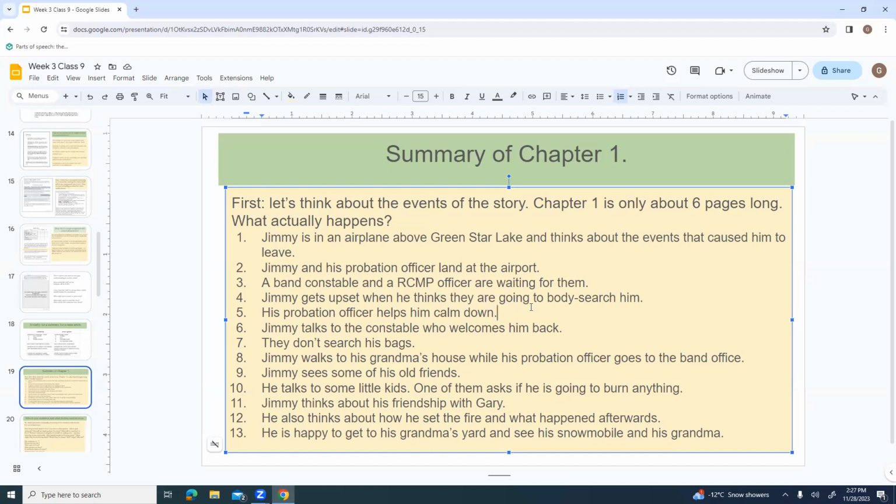Number 8, Jimmy walks to his grandmother's house while his probation officer goes to the band office. Number 9, Jimmy sees some of his old friends. Number 10, he talks to some little kids and one of them asks if he's going to burn anything. Number 11, Jimmy thinks about his friendship with Gary. Number 12, he also thinks about how he set the fire and what happened afterwards. And number 13, he's happy to get to his grandma's yard and see his snowmobile and his grandma.